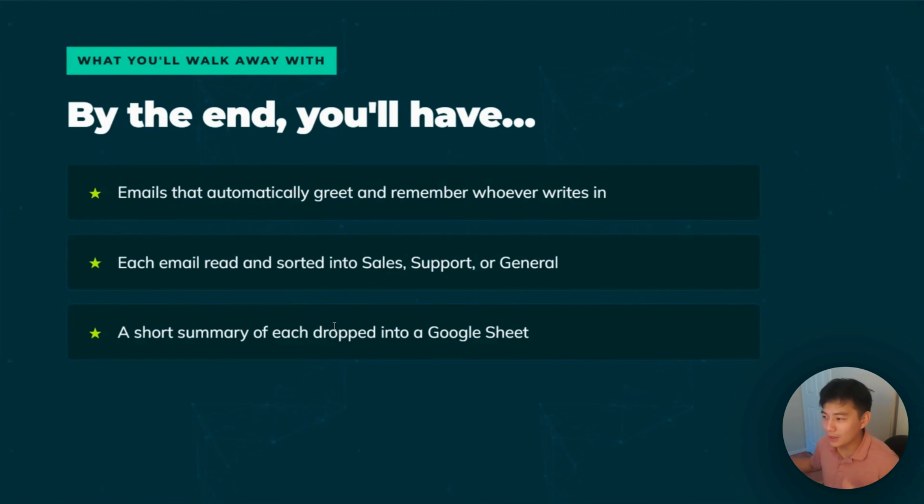And so by the end of this, we're going to find ways to make that email automatically greet the users, remember them by updating our CRM. We're going to talk about how each of those emails will be categorized into their sales, support, or general categories. And we're also going to be using that AI agent to help basically create short summaries for each of those emails and drop them inside our Google Sheet.